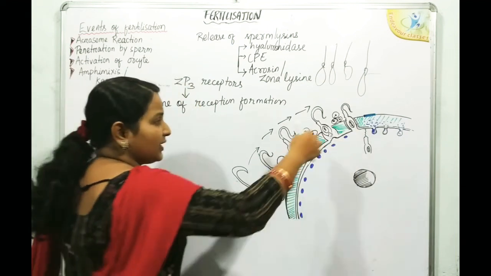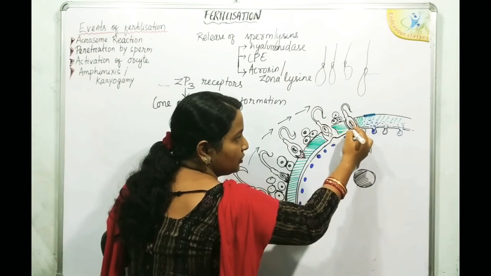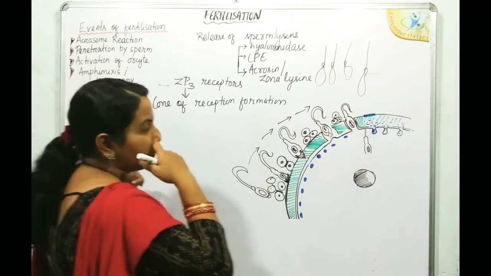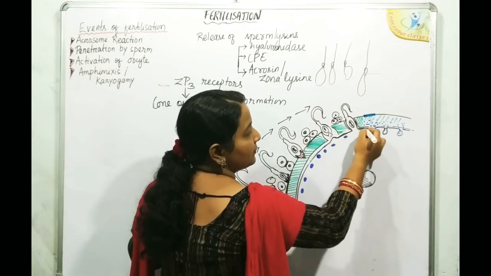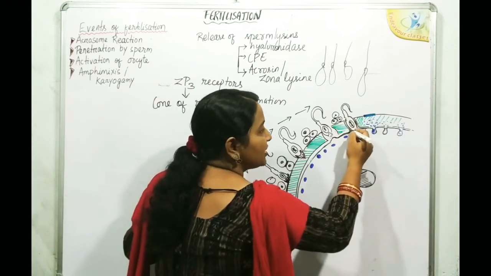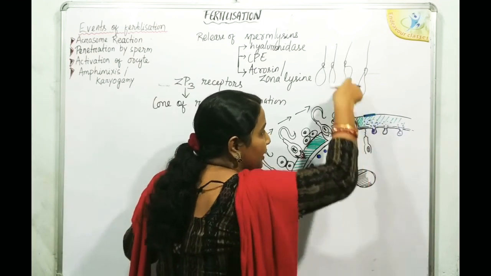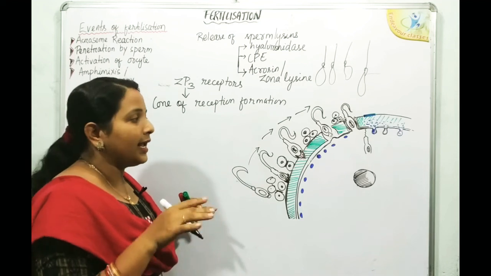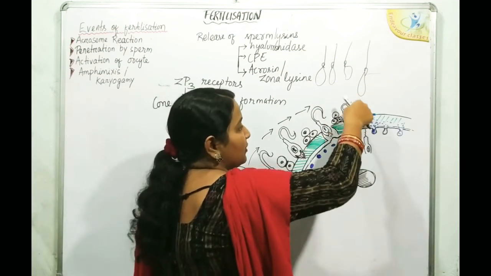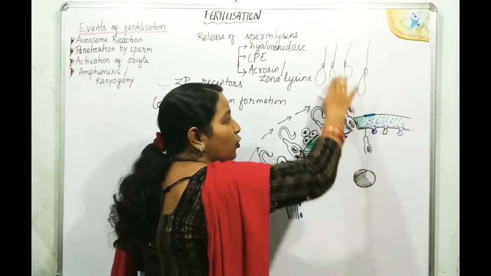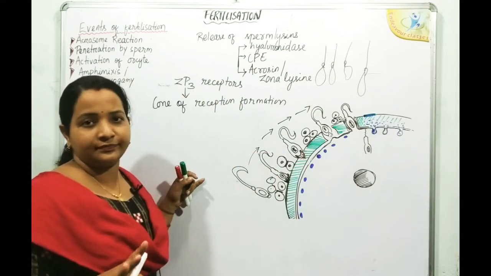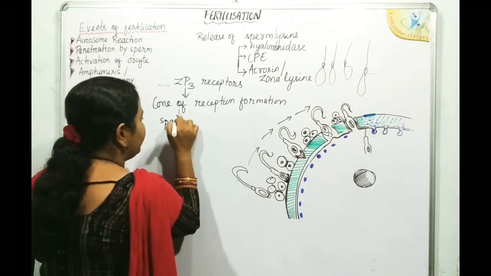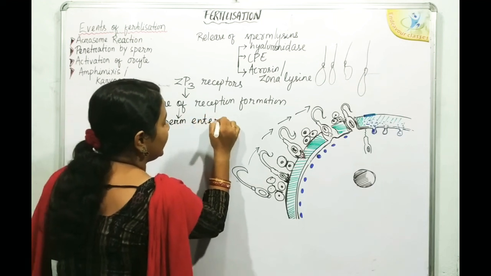Now there is fusion of the outer membrane of the sperm with the plasma membrane, or oolemma. And by the phagocytosis method, all parts of the sperm enter the egg. Remember, in all mammals along with humans, the tail, almost all parts of the sperm, enter the egg. So through the cone of reception, the sperm enters the egg.